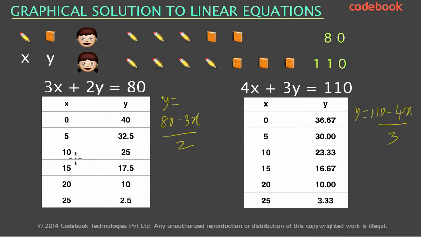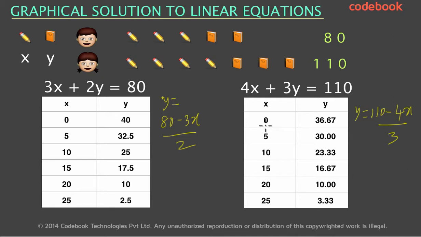So let's put some values for x. I'll start with 0, 5, 10, 15, 20 and 25, and then we'll calculate the corresponding values for y. So when x is 0, 3x is 0, so 80 by 2 becomes 40. When x is 5, 3x is 15, so 80 minus 15 is 65, 65 by 2 is 32.5. Similarly, you can calculate the other values.